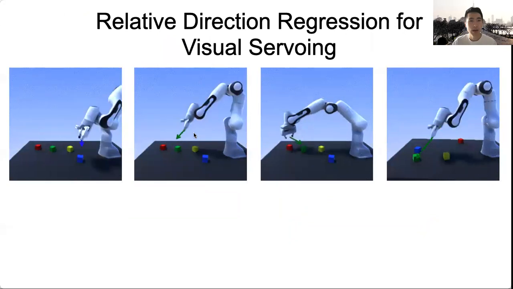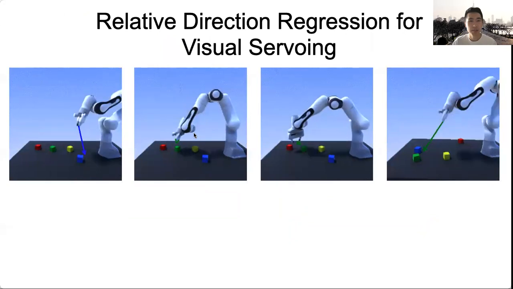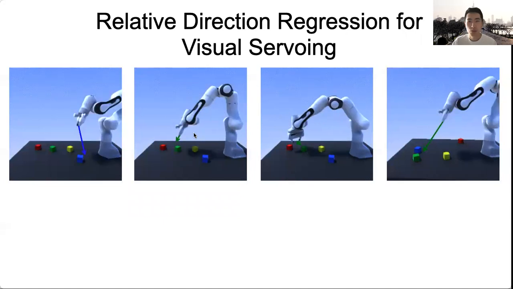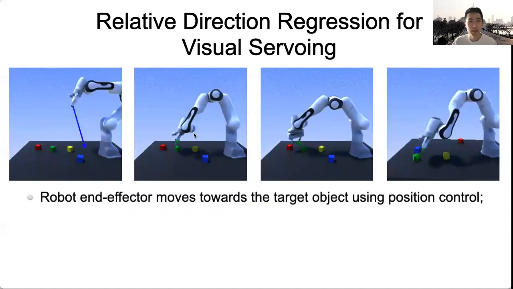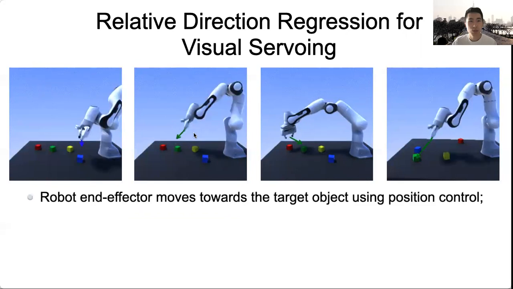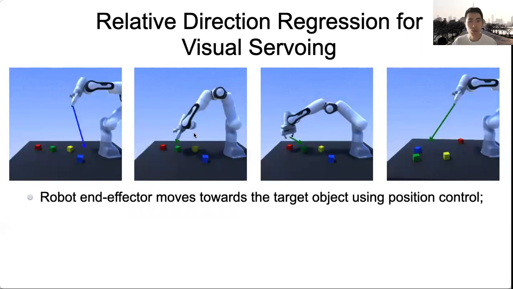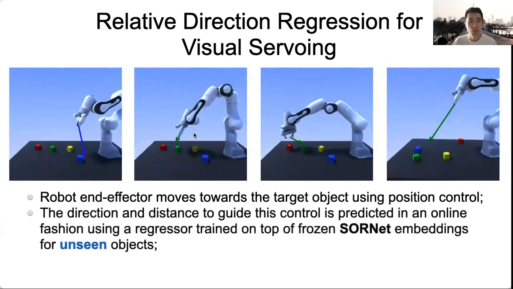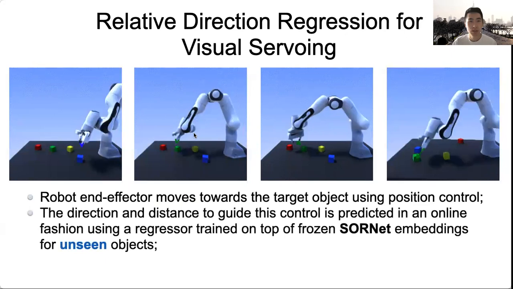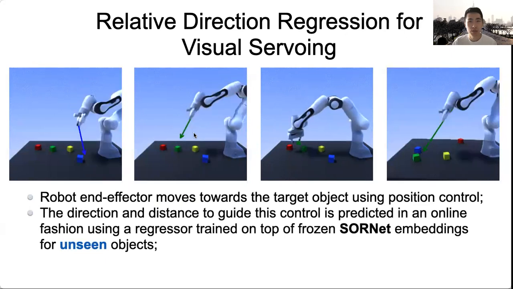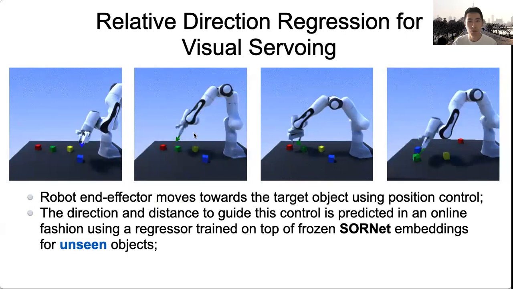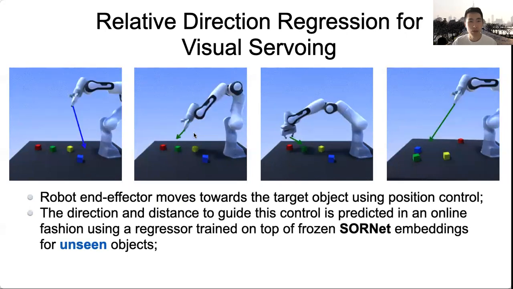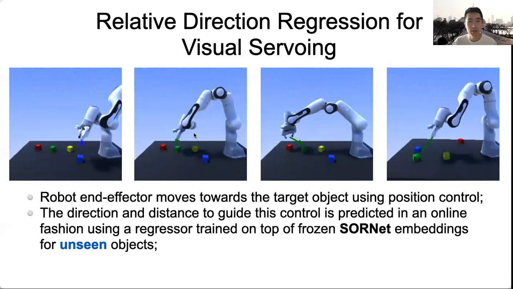Finally, we show how to use SORNet's object-centric embedding for visual servoing. Here, we train a regressor on top of frozen SORNet embeddings that predicts a 3D unit direction and a scalar distance from the robot's end effector to the center of each object. Then, we use the predicted direction and distance to guide the end effector towards the target object using position control. The arrows here denote the 3D unit vector from the end effector to the object center, scaled by the distance.